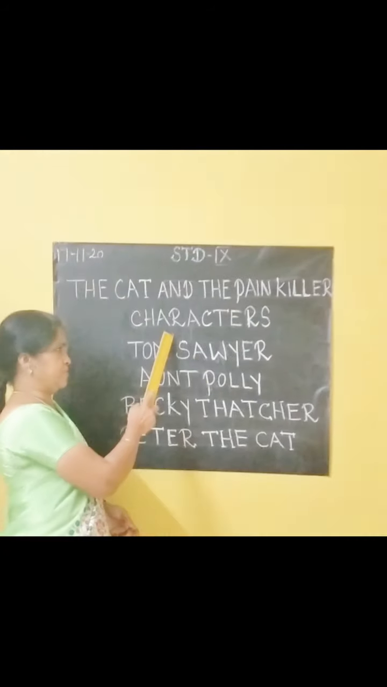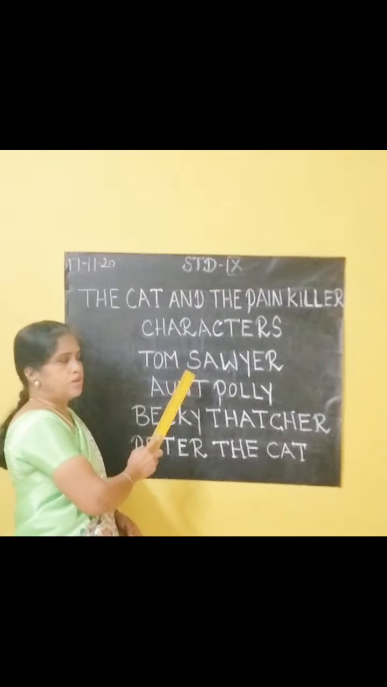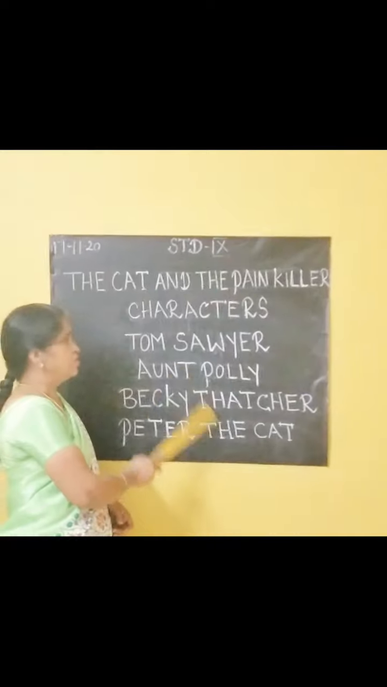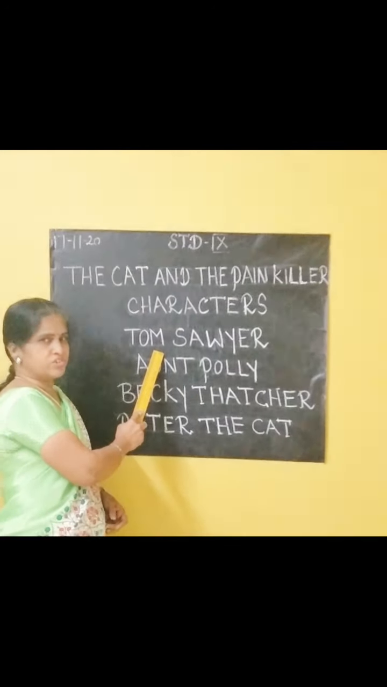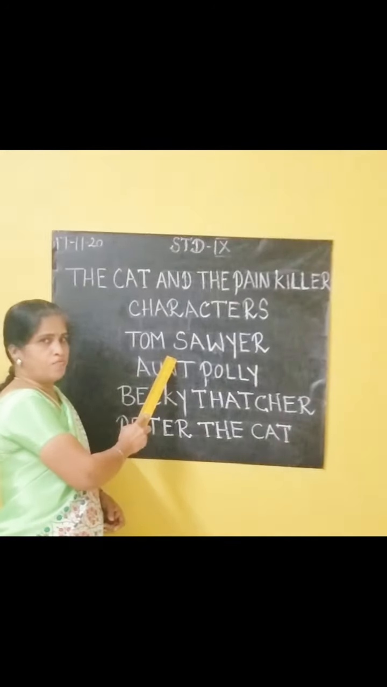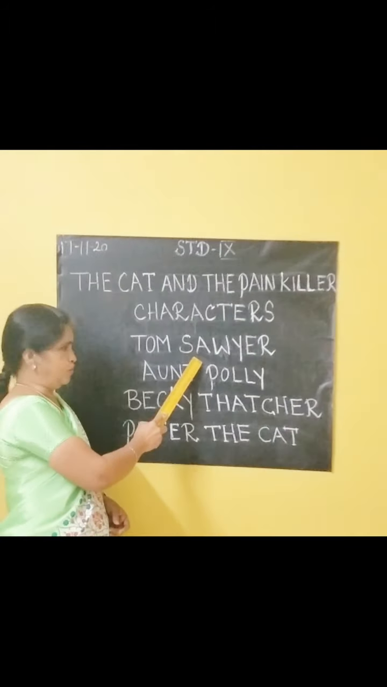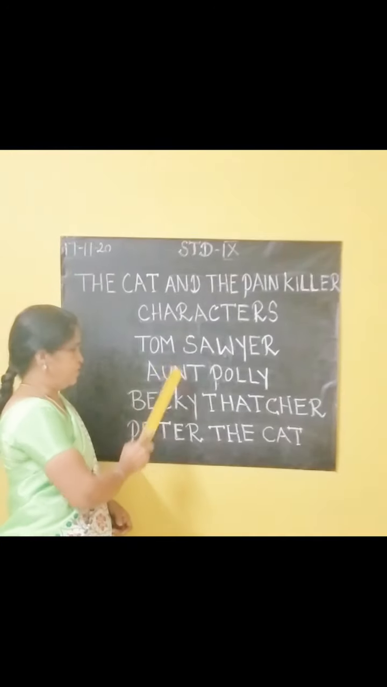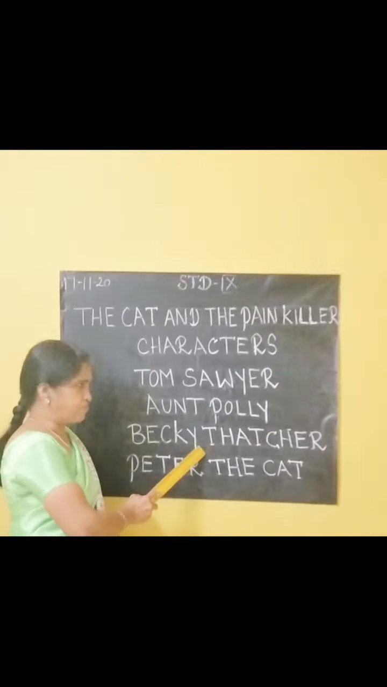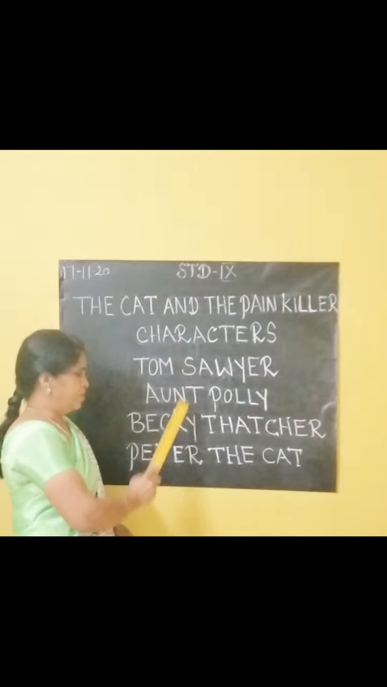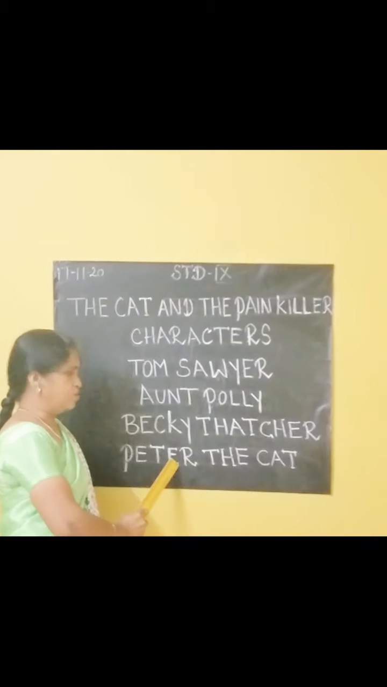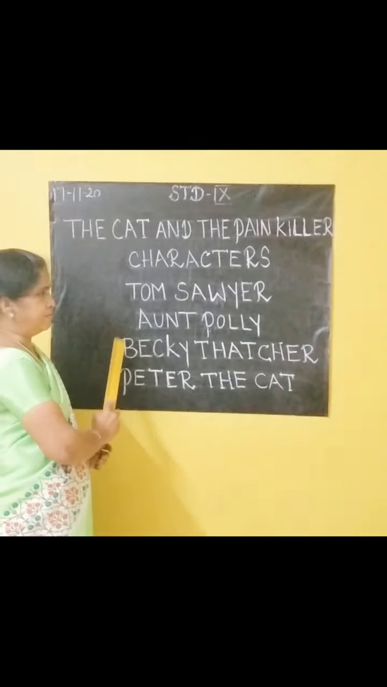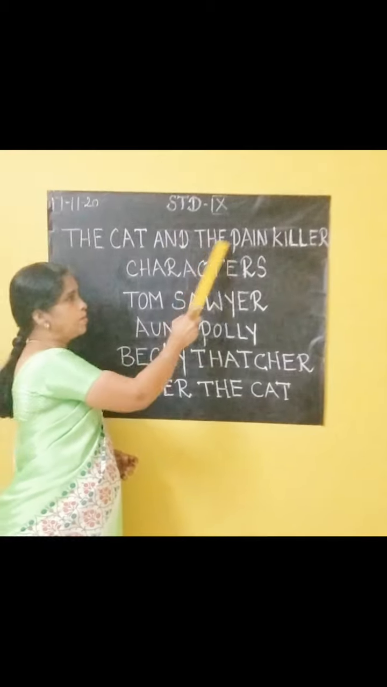Let's see the characters first. Tom Sawyer, Aunt Polly, Becky Thatcher, Peter the cat. Tom Sawyer is very much distracted from his troubles when Becky is not coming to school. Aunt Polly is very much concerned about Tom Sawyer. Becky Thatcher was one of the friends of Tom Sawyer. Peter the cat. Peter was Aunt Polly's cat. These are the four important characters in this lesson, The Cat and the Painkiller.